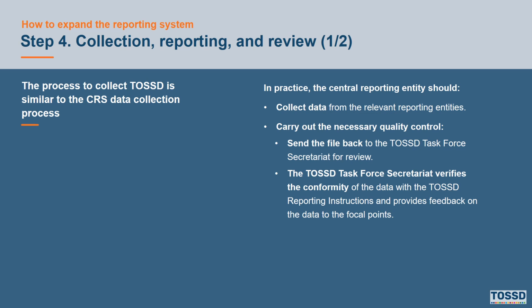The fourth step is collection, reporting, and review. The process to collect TOSTI data is similar to the CRS data collection process. In practice, a central reporting entity should first of all collect data from the relevant reporting entities. Second, it should carry out the necessary quality control. For this, the central reporting agency should send the file back to the TOSTI Task Force Secretariat for review.